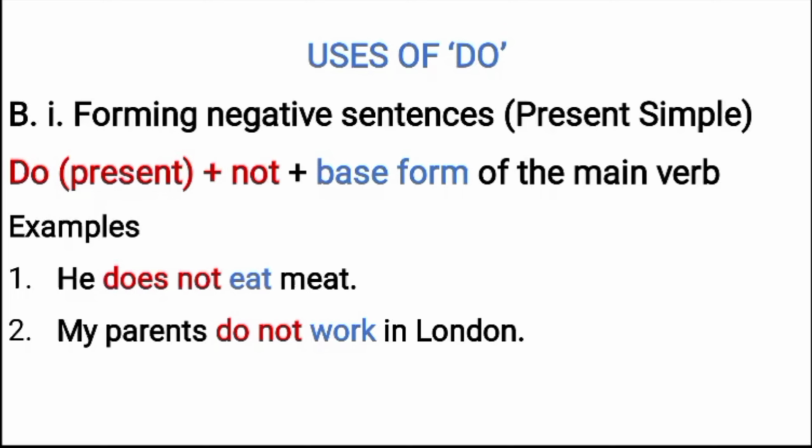He does not eat meat. The auxiliary verb does is used because the subject he is singular. Example 2, my parents do not work in London. Please note that when forming negative sentences with auxiliary verbs, those words can be contracted. For example, the contracted form of does not is doesn't. So in example 1, we can say he doesn't eat meat. Example 2, the contracted form of do not is don't. So we can say my parents don't work in London.